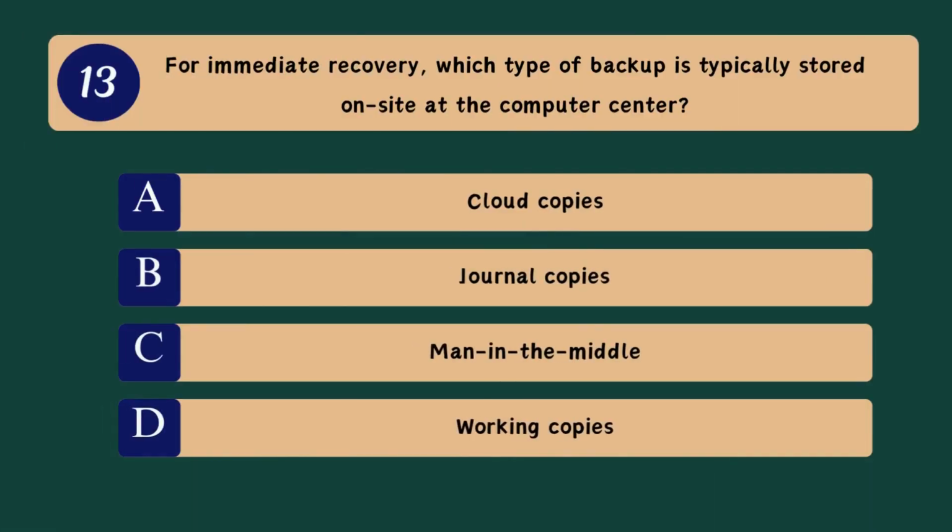Question 13. For immediate recovery, which type of backup is typically stored on-site at the computer center? A. Cloud copies. B. Journal copies. C. Man-in-the-middle. D. Working copies. Correct answer. D. Working copies.